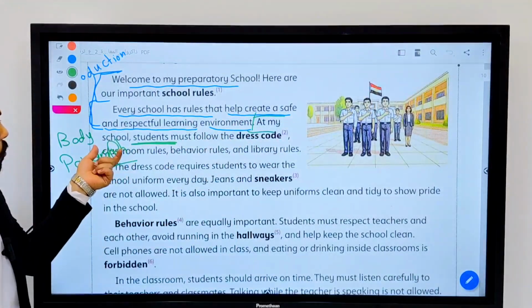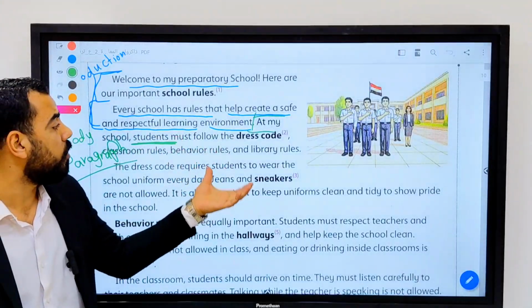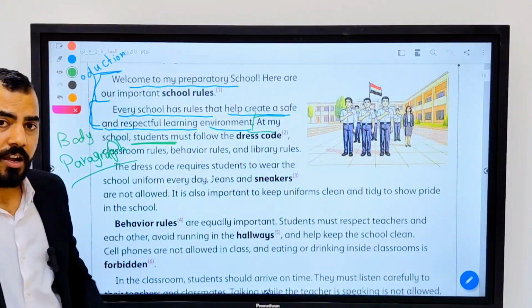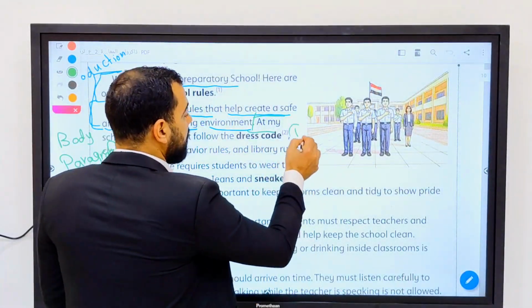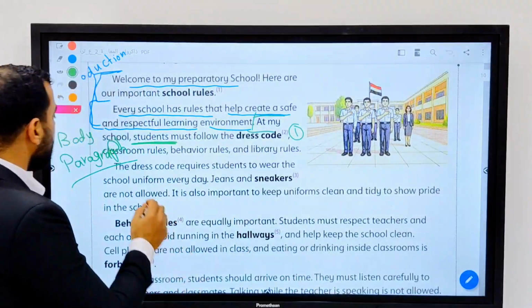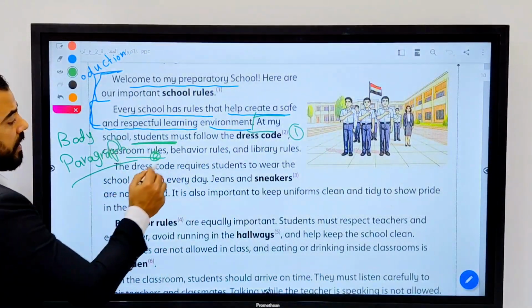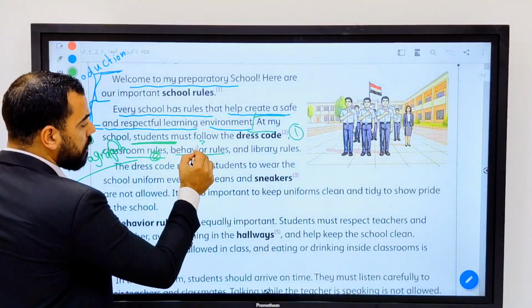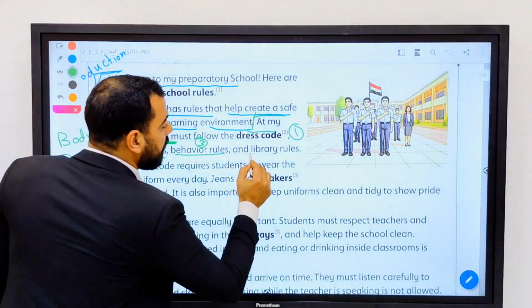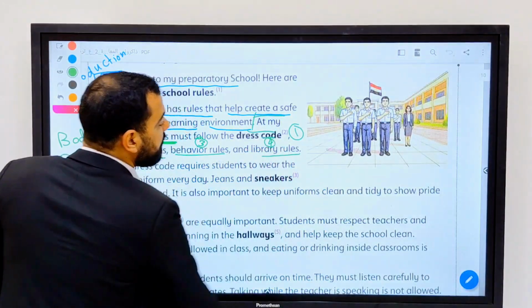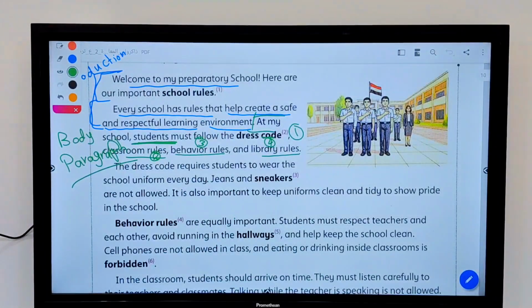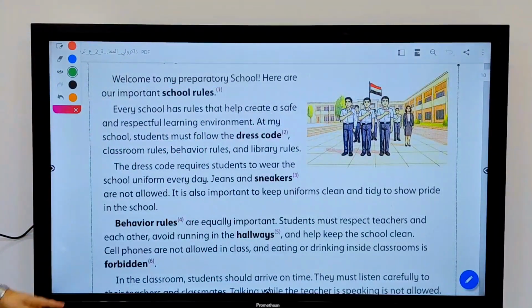For example, at my school, students must follow the dress code. This is the first rule. Classroom rules, this is the second one. Behavior rules, this is the third one, and library rules, this is the fourth. So let's read again.